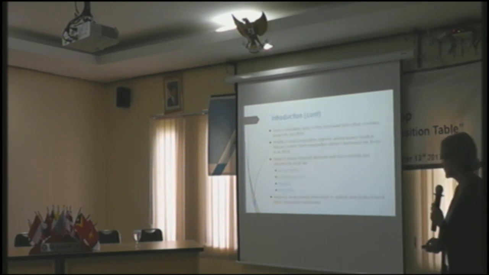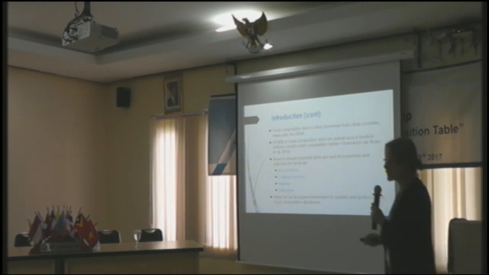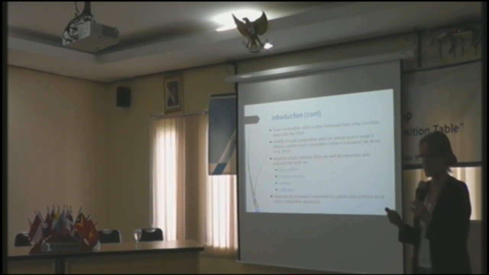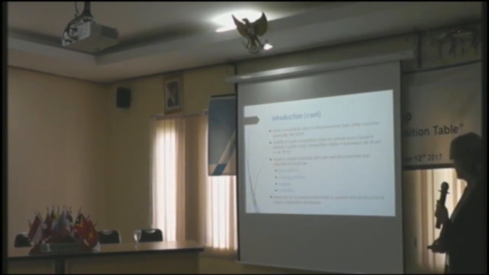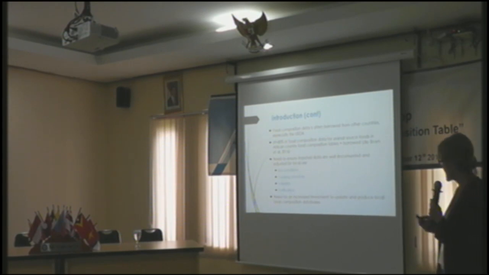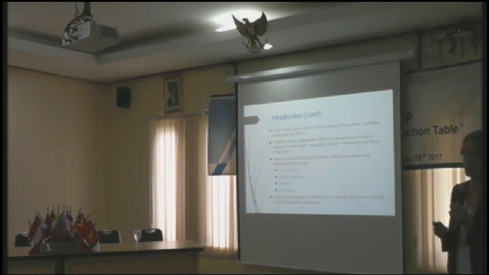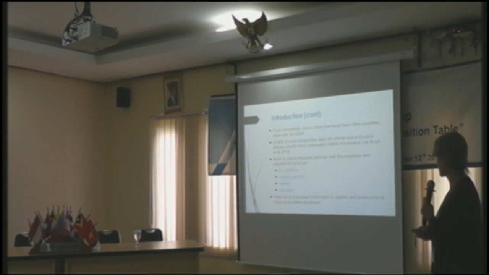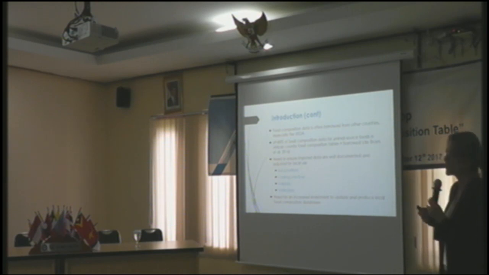We often borrow food composition data from other countries, especially from the USDA. We did a study recently looking at how much borrowed food composition data there was for animal source foods in African countries, and we found that 69 to 88% of the food composition data for animal source foods were borrowed from other countries, predominantly the USA. That was looking at several different countries in Africa. When you're borrowing food composition data, of course, you need to impute data.